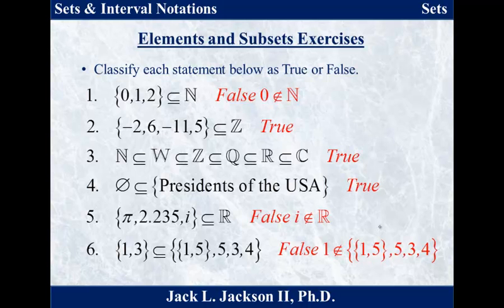And number 6, the set containing 1 and 3 is a subset of the set containing 5, 3, 4, and the set {1, 5}. This is false because 1 is not an element on the right side. It has 4 elements. One is 4, another is 3, another is 5, another is a set containing 1 and 5. 1 is none of those 4 things, so it is not an element of the set on the right, and yet it is an element of the set on the left. So the set on the left is not a subset of the one on the right. So it's a false statement.